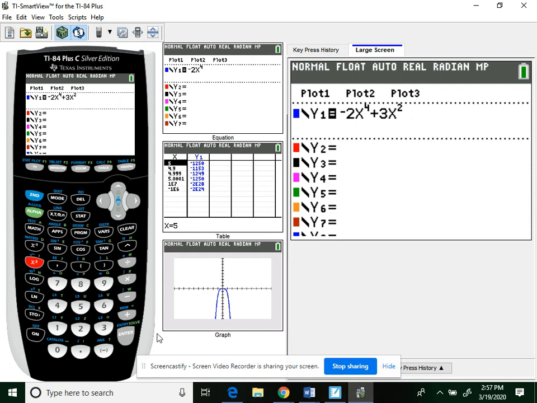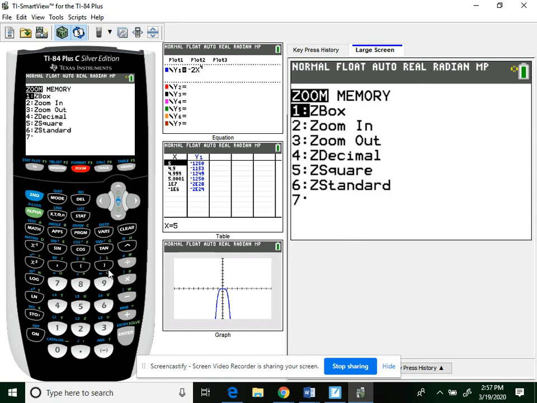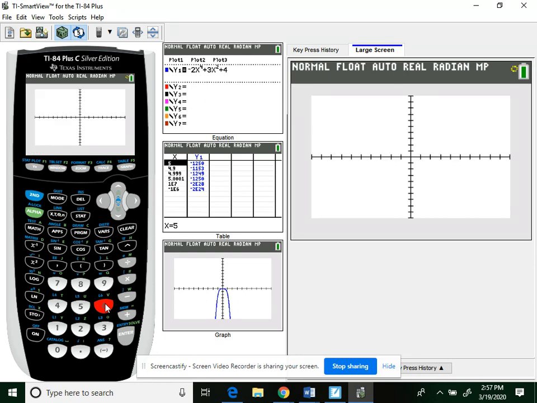Plus 4. I always start with Zoom 6, just because I'm not sure what this thing's going to look like. So that's actually not a terrible view. If you want to get a better window, I would cut off this top and cut off the edges.